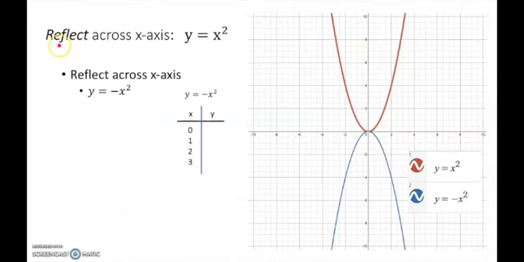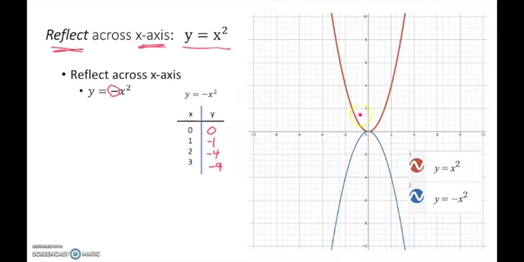Finally, we'll have our last transformation, which is reflecting across the x-axis for y is equal to x squared. So to do that, we're going to place just a simple negative in front of that x squared term. So when we plug in 0 for x, 0 squared is 0, and then you put the negative 0, which is going to be still 0. When we plug in 1 for x, 1 squared is 1, and then that becomes negative 1. What about 2 squared? 2 squared is 4, and then that becomes negative 4. And then 3 squared becomes 9, and then negative becomes negative 9.